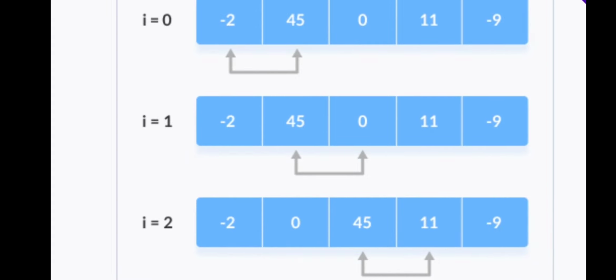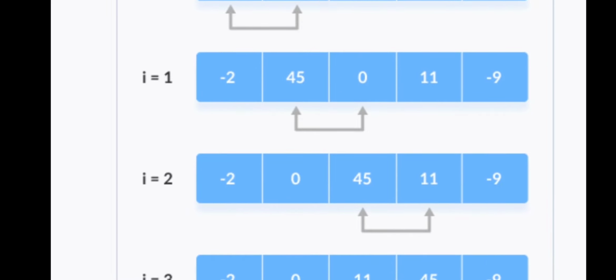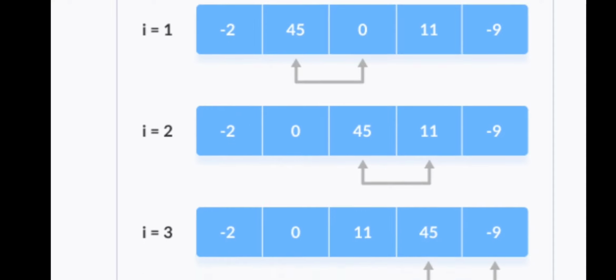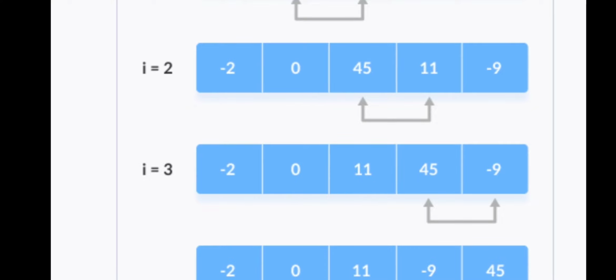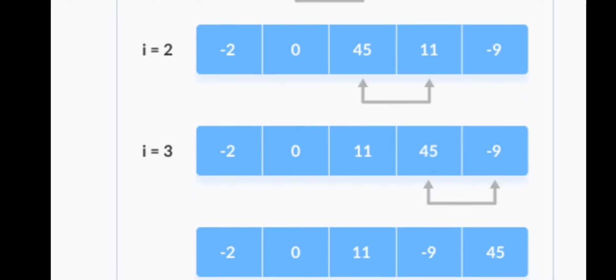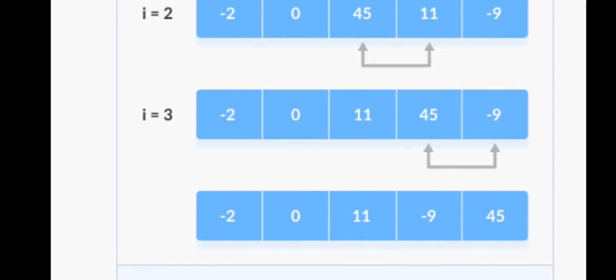So -2, 0, 45 after swapping, and 45 is compared with 11, so there is a need of swapping, and 11 and 45 are swapped. And again 45 is compared with -9, so -9 is less than 45, so there is a need of swapping. So -2, 0, 11, -9, 45. This is the first iteration. After completion of the first iteration, the largest element in the array, which is 45, is placed in its appropriate position or proper position.